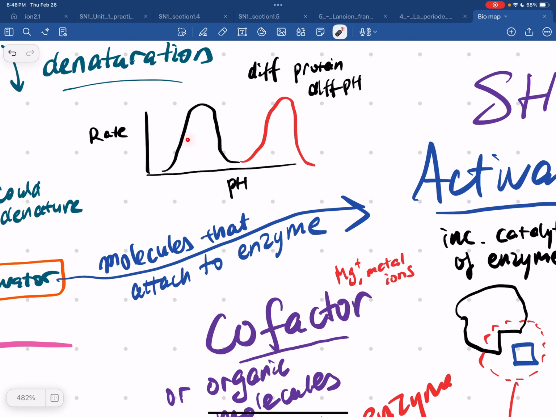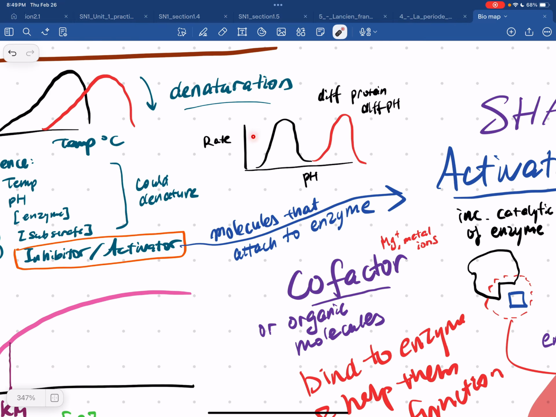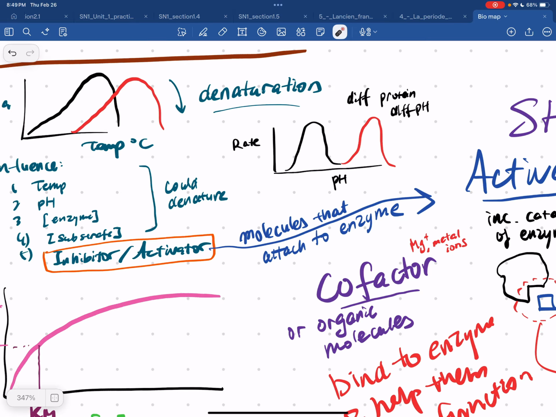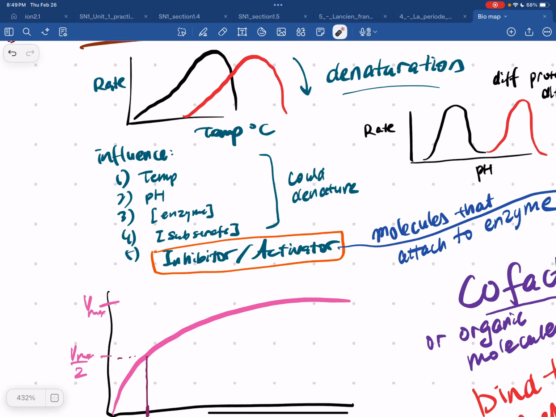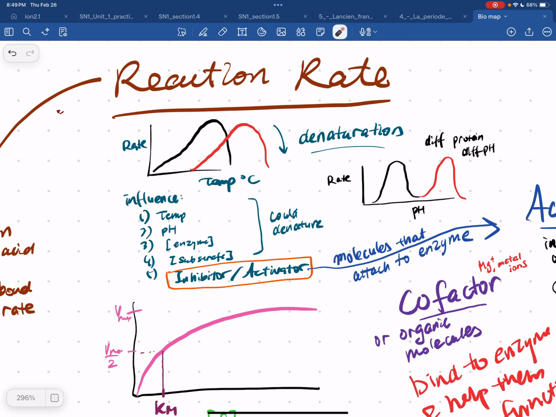The pH will look more like a bell curve. There's an optimal pH, and the further it goes from their pH, the lower the rate, and finally it goes to 0 because they're just non-functional. They're not working anymore. The influences could be temperature, pH, enzyme, substrate, and inhibitors.